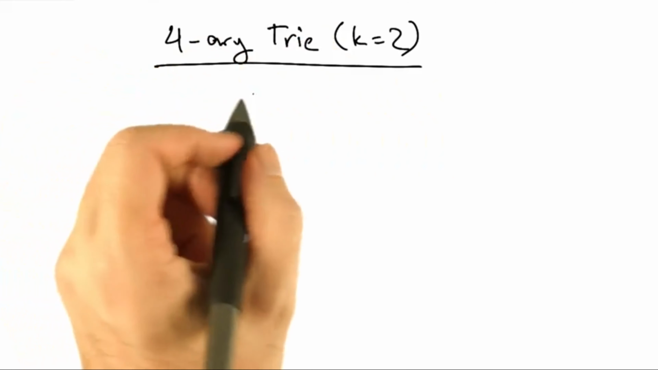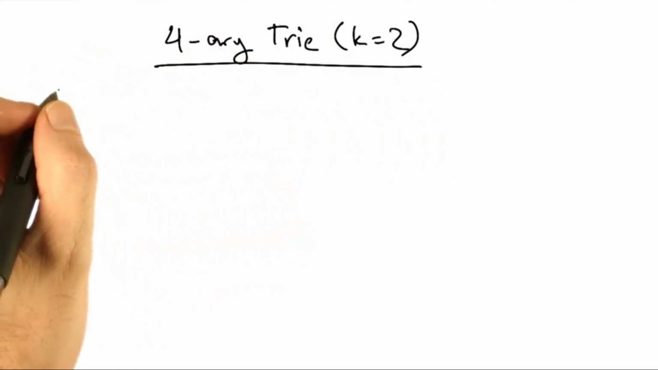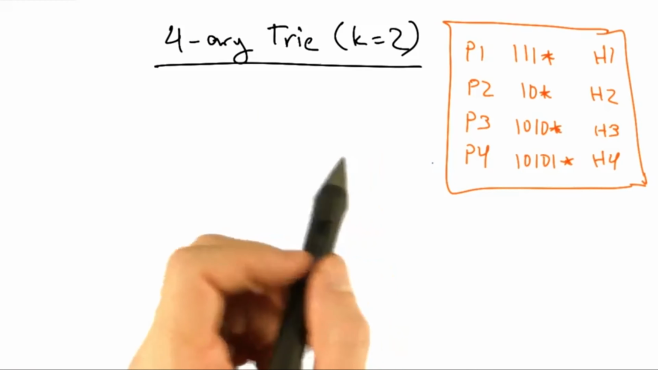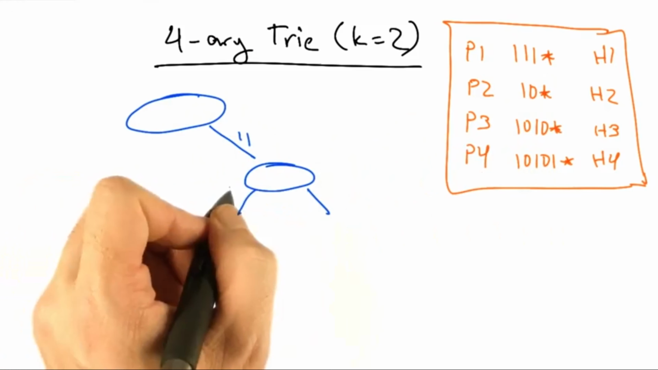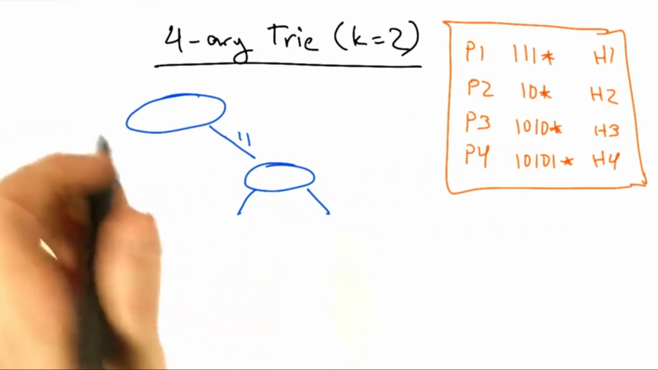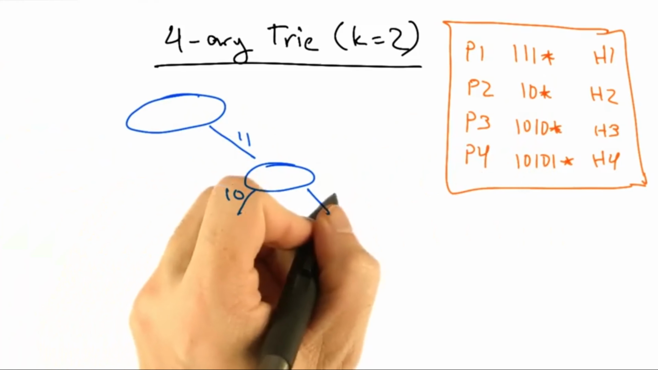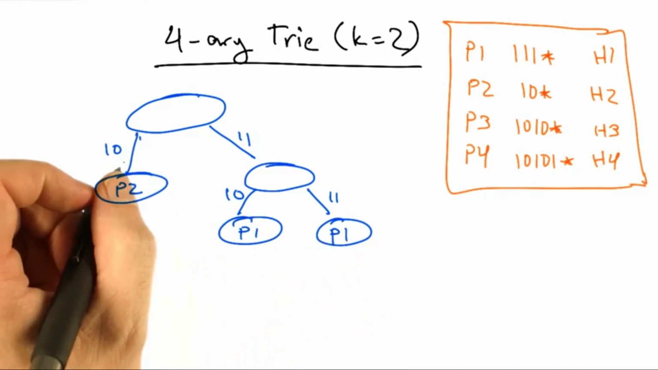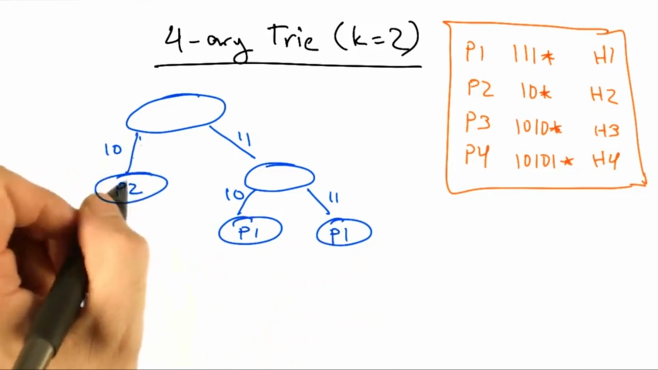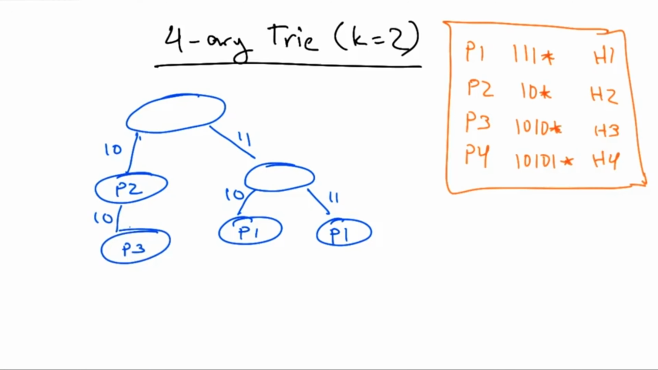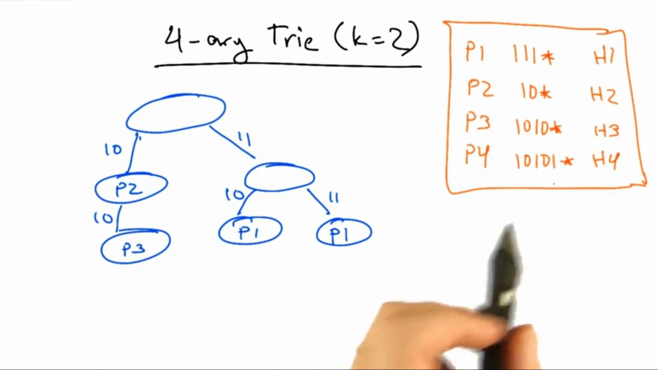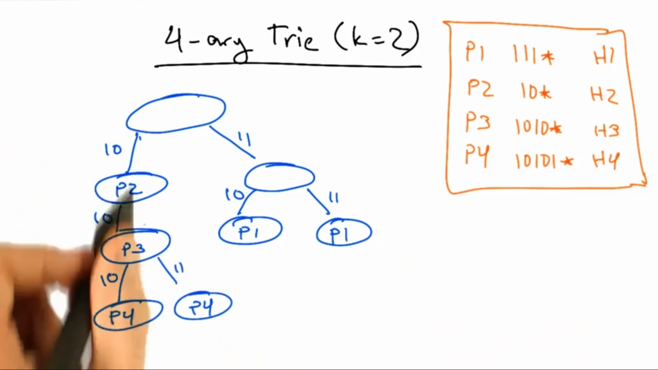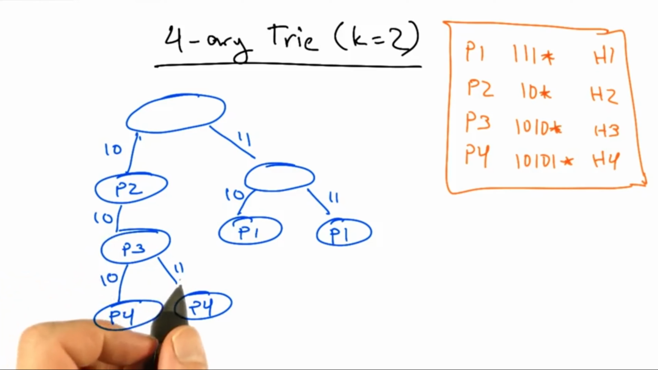Let's take a look at the 4-array trie, where K equals 2. Suppose we have the same forwarding table as before, but now each node in the trie is responsible for resolving 2 bits. So if we take 1 star, that's 1, 0 and 1, 1, and now we basically have to put P1 in 2 places in the tree. 1, 0 star results in just 1 entry. 1, 0, 1, 0 star results in 2 traversals. And 1, 0, 1, 0, 1 star again represents 2 entries for 1, 0, 1, 0, 1, 0 and 1, 0, 1, 0, 1, 1.